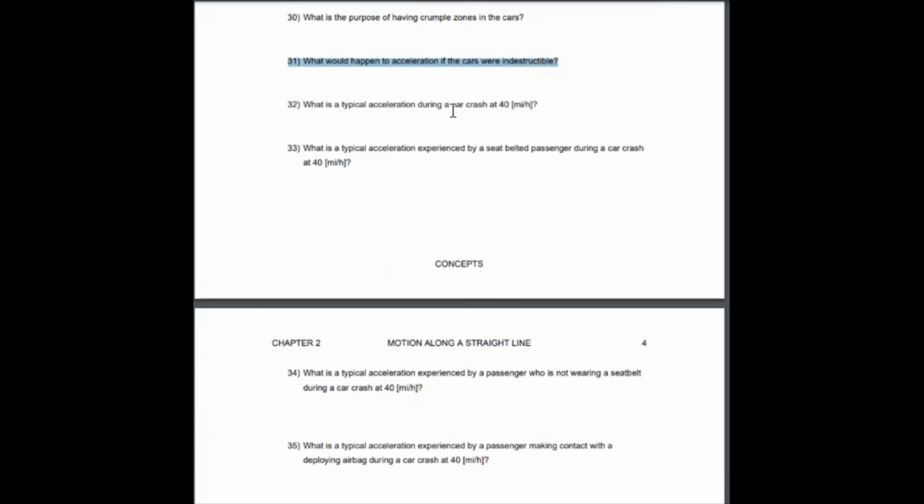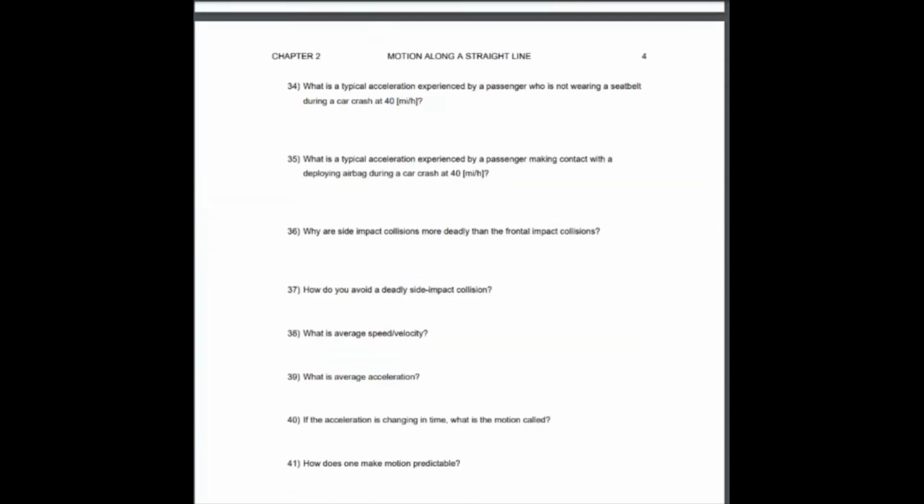What would happen to acceleration if the cars were made indestructible? The acceleration would be nearly infinitely large, so it would not be survivable. Typical acceleration during a car crash at 40 miles per hour is about 20 Gs. For people wearing seatbelts, it's going to be the same as the cars. It's going to be 20 Gs.